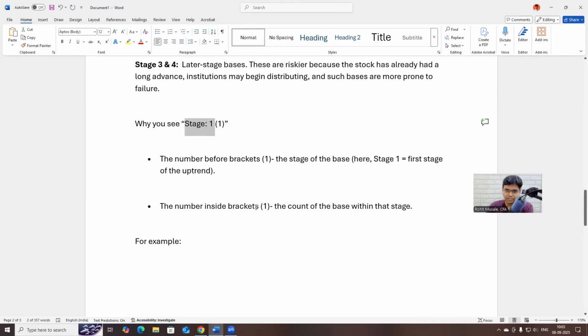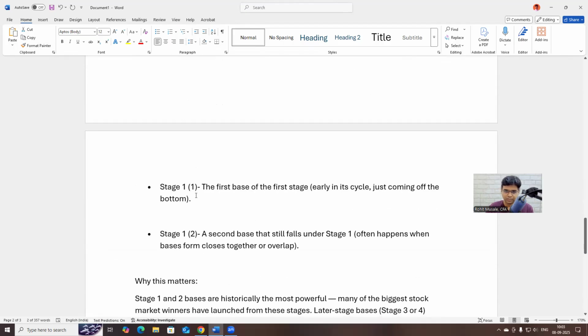The number inside the brackets is the count of the base within that stage. So let's say it is stage 1. So it could be stage 1, 1, stage 1, 2, stage 1, 3. So it is a sub base basically. For example, stage 1, 1, the first base of the first stage, early in its cycle, just coming off the bottom. So they are saying that within their stage 1, they are calling it base number 1.